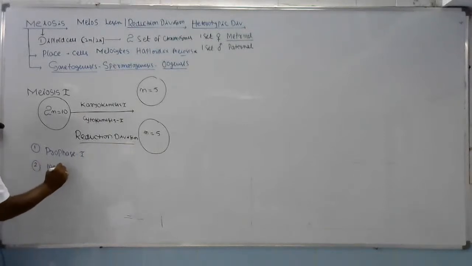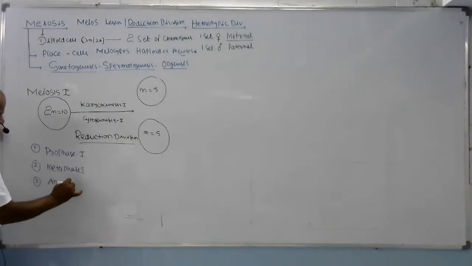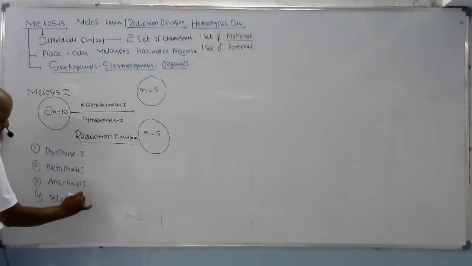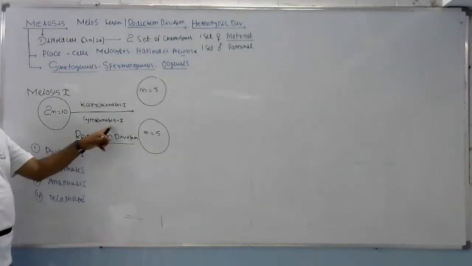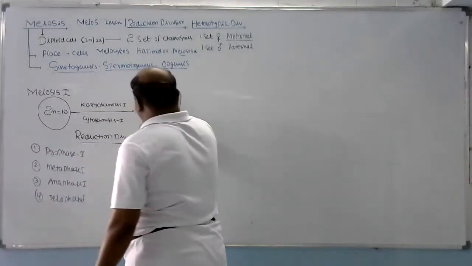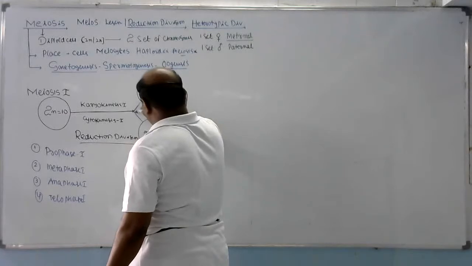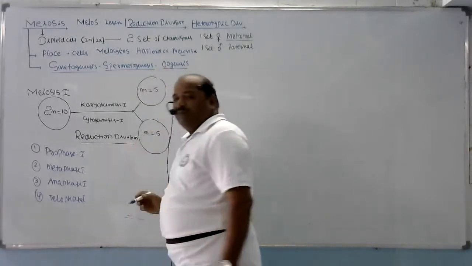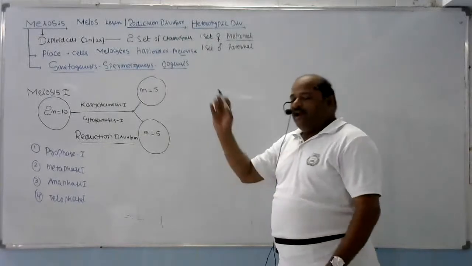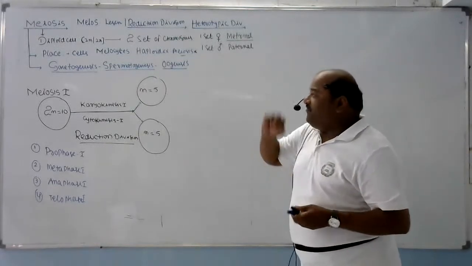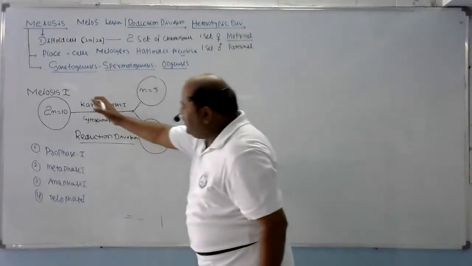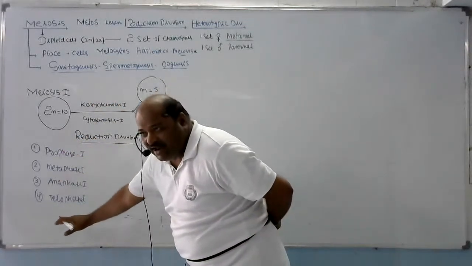Like that, metaphase 1 is present. Next, anaphase 1 is present. Next one, what is that? Telophase 1 is present. After that, cytokinesis. Then how many cells do we get here? 2 cells. You can sketch it, you can take a screenshot. Later on we will discuss more details. After that, what is completed? Meiosis 1. We will discuss what steps happen here.